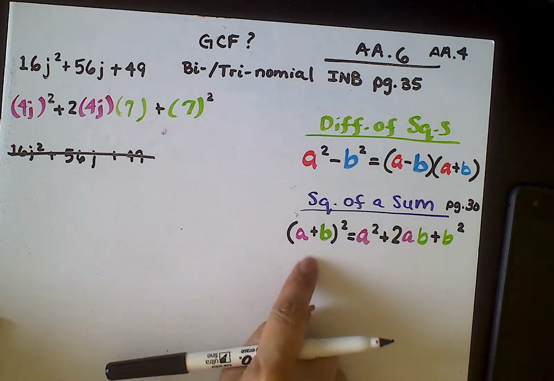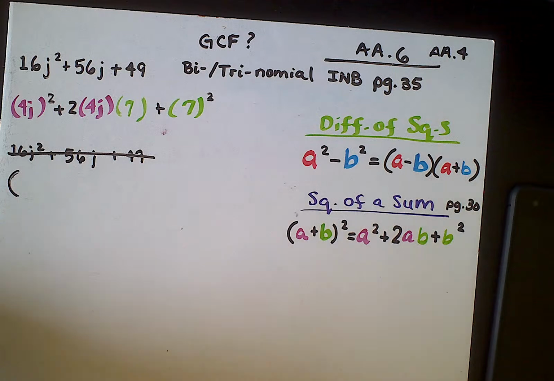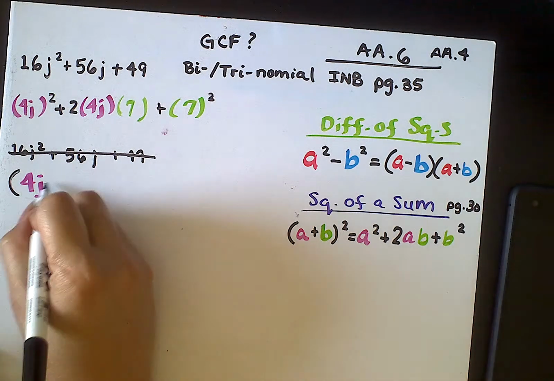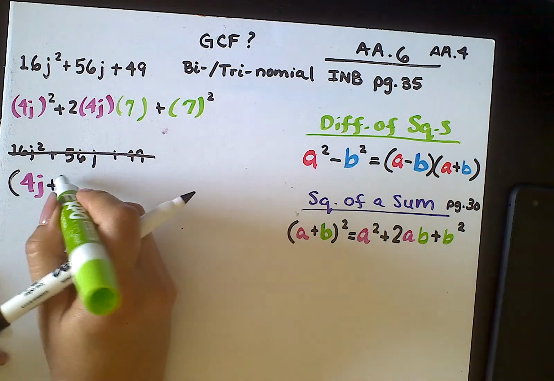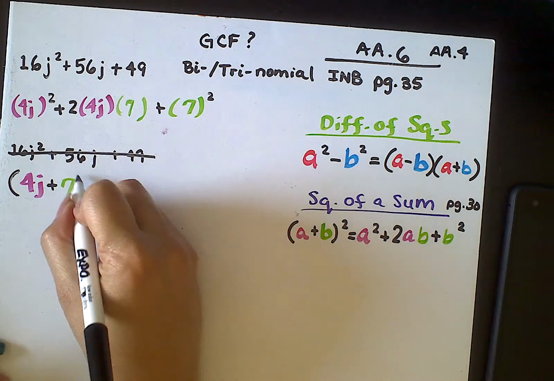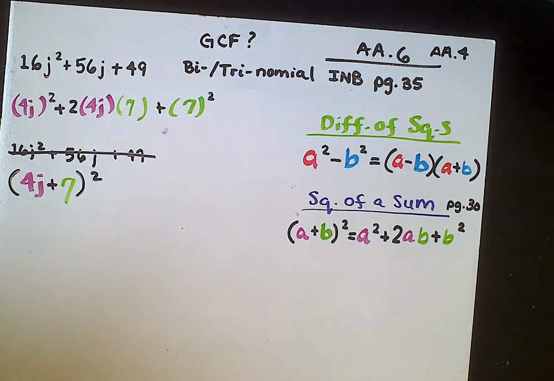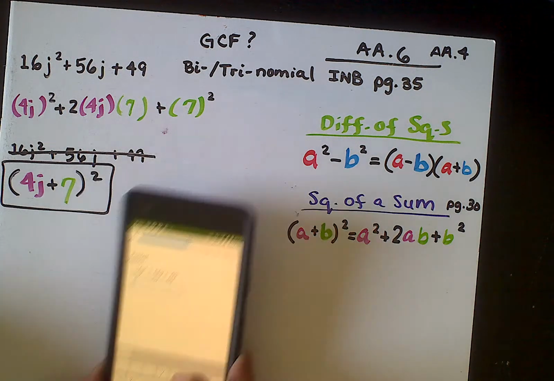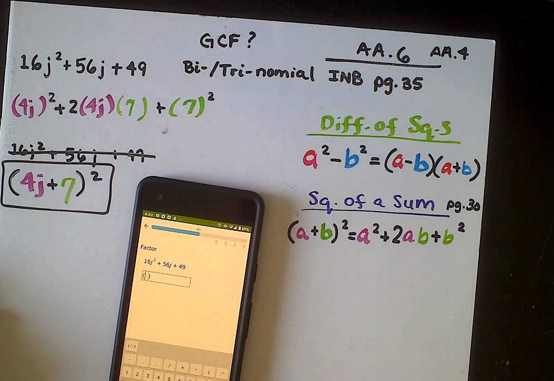I can go ahead and write down my final answer as 4J plus 7 squared. And that would be my answer. So let's go ahead and type that in. And that would be 4J plus 7. And then square that whole bad boy and submit.